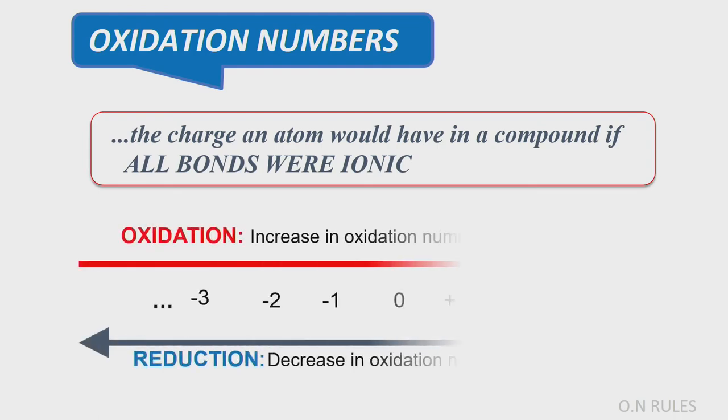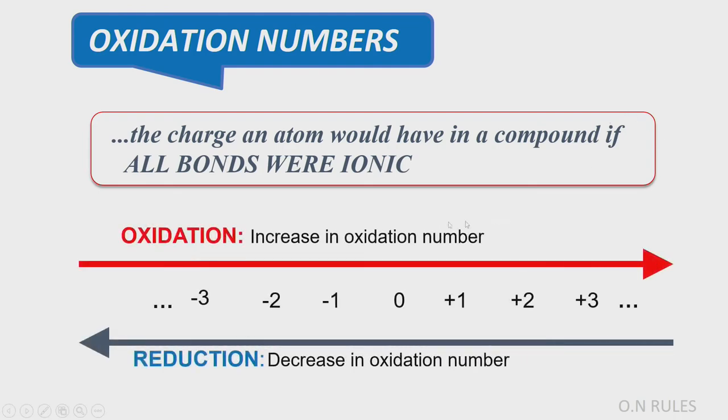Now, when an oxidation number increases, in other words, if the oxidation number went from minus 3 to minus 2 to minus 1, then I call it oxidation, for the red arrow. And if the oxidation number goes from plus 3 to 0, for instance, it means I have reduction. In other words, if it comes down, I'm gaining electrons, reduction. If it goes up, in the more positive direction, it means I'm losing electrons.